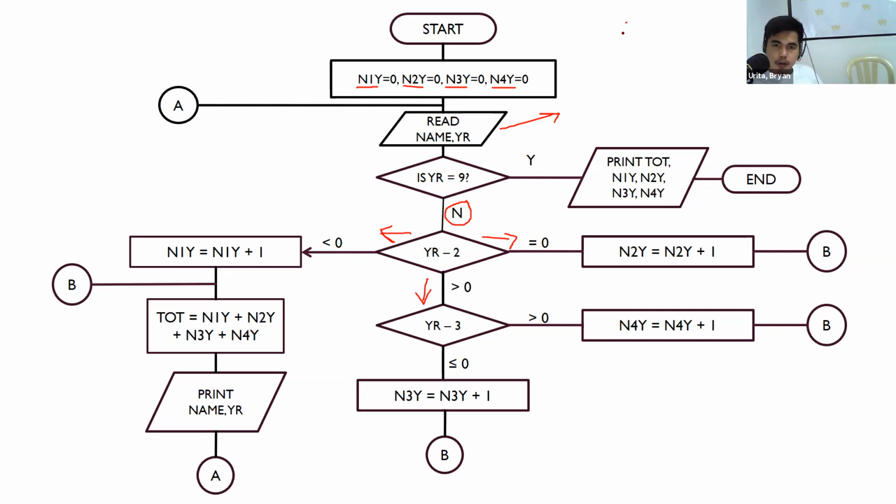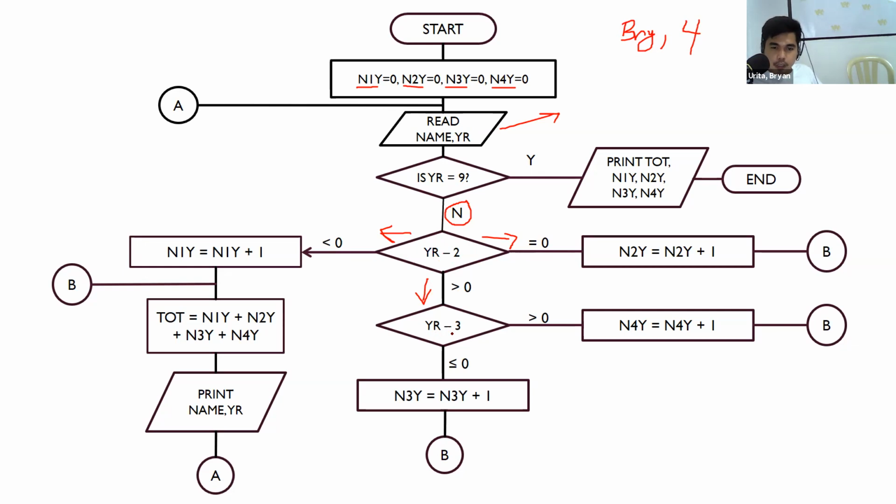So let's say for example, si Brian. Okay? Read the name and the year. 4, for example. Is year equals 9? So no. So punta ka dito. Year minus 2. Anong year minus 2? 4 minus 2. Is it less than 0? No. Is it equal to 0? No. Is it greater than 0? Yes. So pupunta ka dito sa pababa.